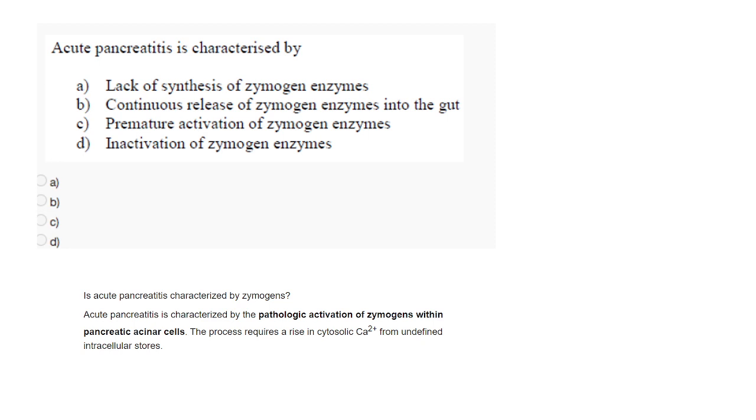And the question we have is: acute pancreatitis is characterized by lack of synthesis of zymogen enzyme, continuous release of zymogen enzyme into gut, premature activation of zymogen enzymes, or inactivation of zymogen enzyme. Option C, premature activation of zymogen enzyme.